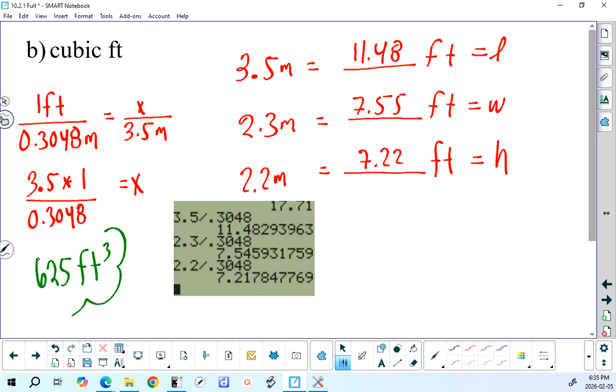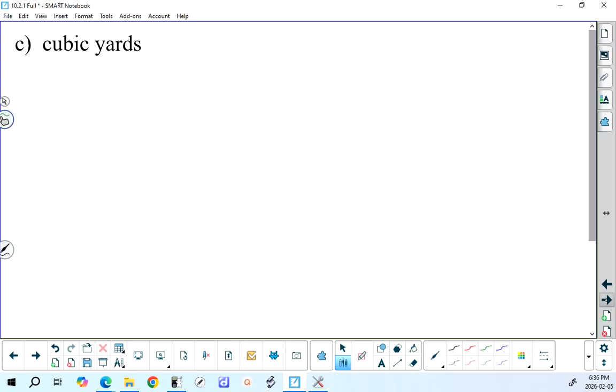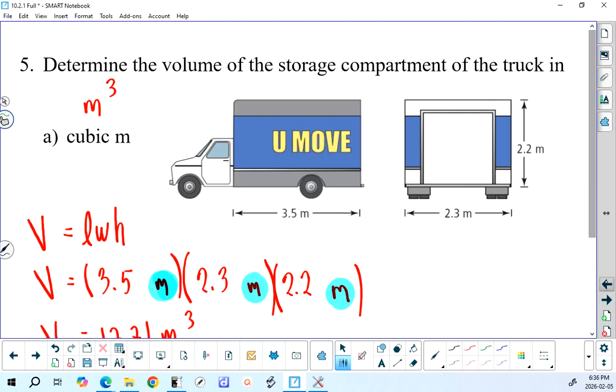I think we have one more question to go. Oh, cubic yards. Well, I'm going to skip that one. What you can do is convert 3.5 meters, 2.3 meters, and 2.2 meters to yards, and then multiply the yards by the yards by the yards. I think you're getting the drift of this: when you calculate a volume or an area in a new set of units, you convert all of the dimensions to those units, and then you do the calculation.